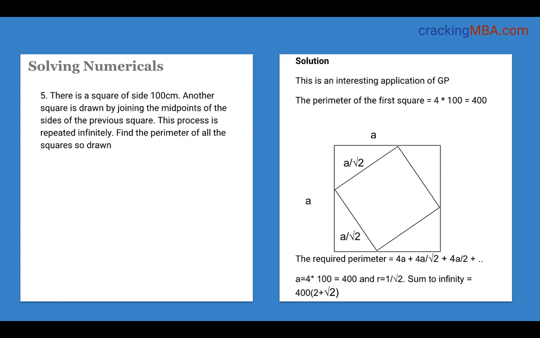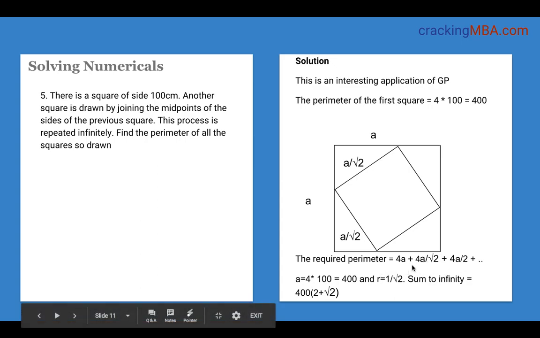So what we are seeing here is the perimeter of the first square is nothing but 4 into 100, which is 400. The perimeter of the second square is nothing but 4 into a by root 2. The third square will be 4 into a by root 2 into 1 by root 2, and so on. So this is nothing but a geometric progression like this: 4a plus 4a by root 2 plus 4a by 2 plus so on, where the first term is 4a, which is 400, and the ratio is 1 by root 2.